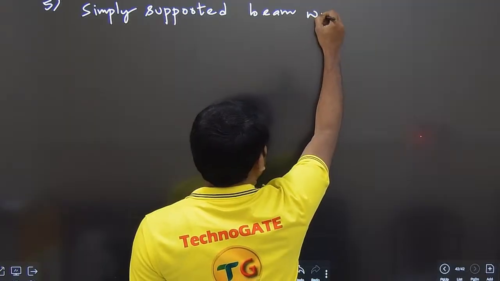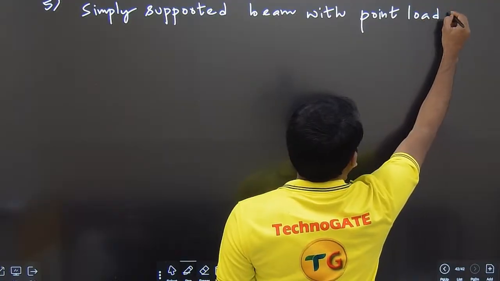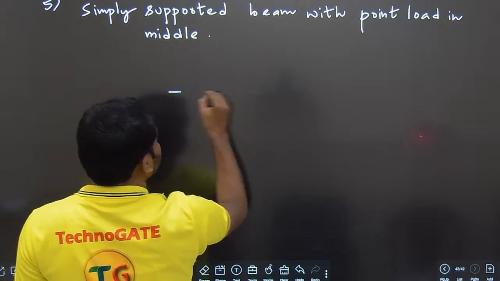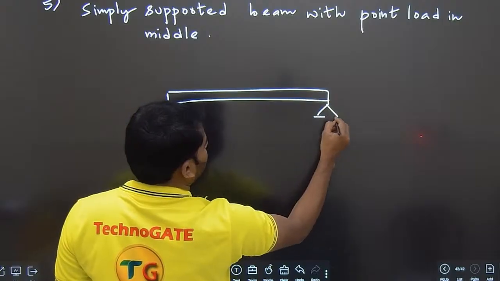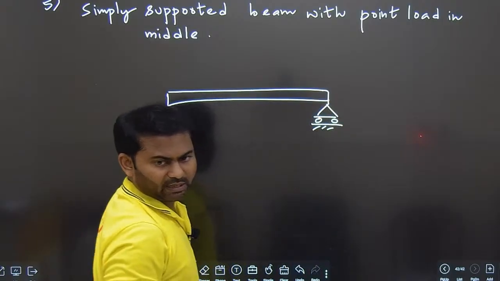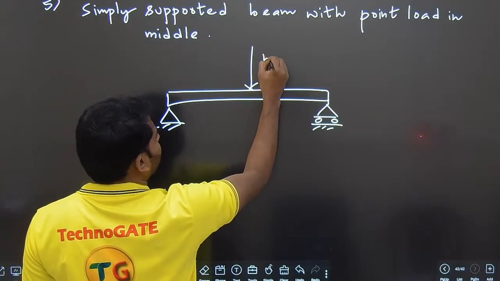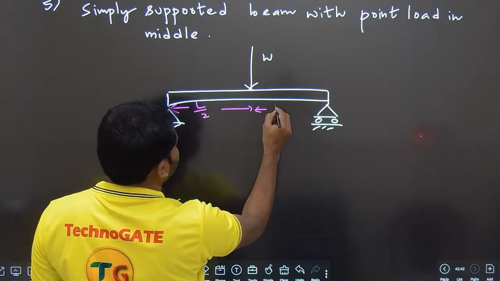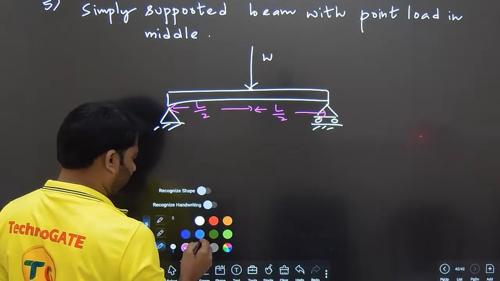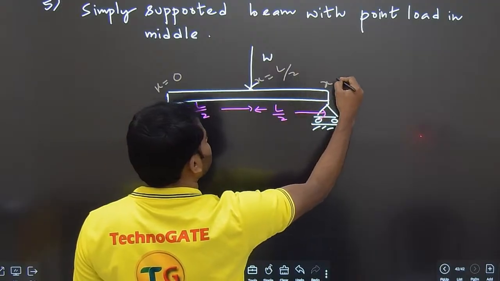Simply supported beam with a point load in the middle. So this is the beam. Simply supported means one side you will have a hinge, another side a roller, and exactly at the middle we have the load W. This length is L by 2, this is also L by 2, and this is x equal to 0, this is x equal to L by 2, and this is x equal to L.